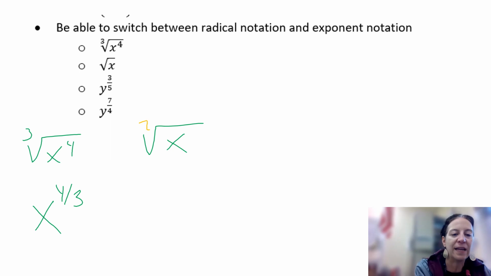The square root of x does require you to know a couple things. You need to know that the index on a square root is a 2. I looked at a lot of homework today where people were assuming it was a 1.